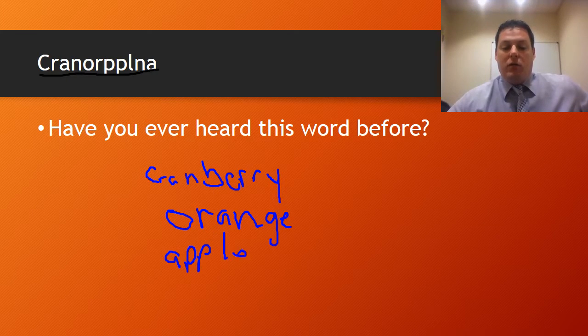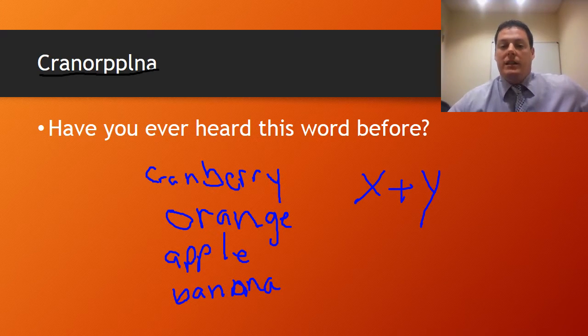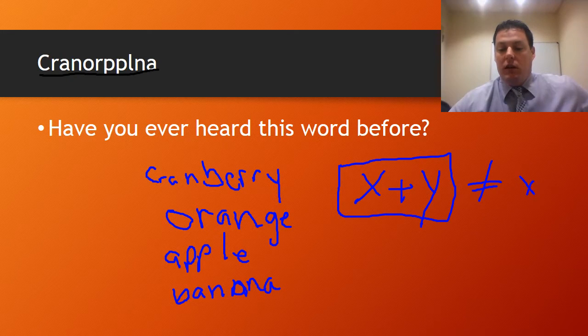For example, we cannot add x to y. And what I mean by we can't is that we can't simplify it. So yes, we can say x plus y, but x must have a separate value than y. X plus y does not equal xy.